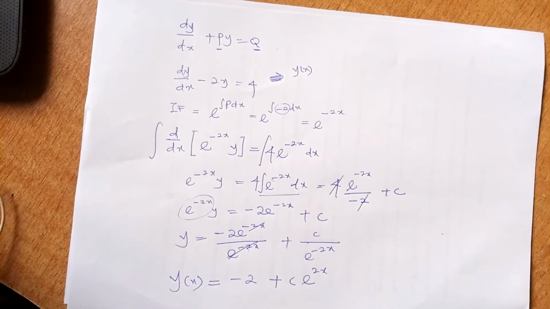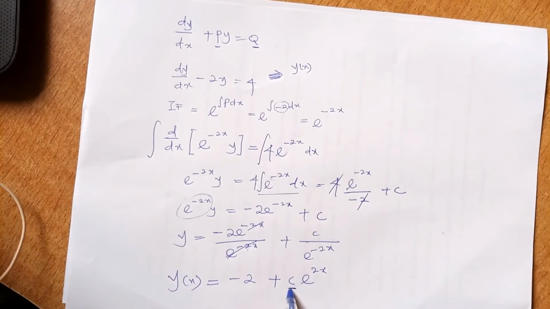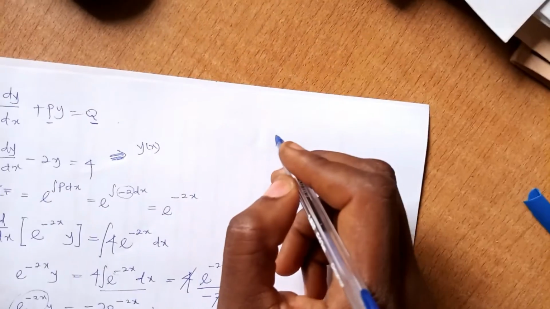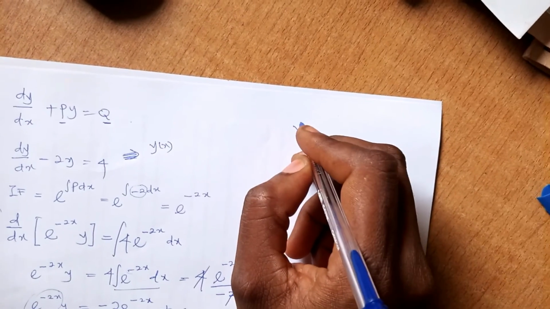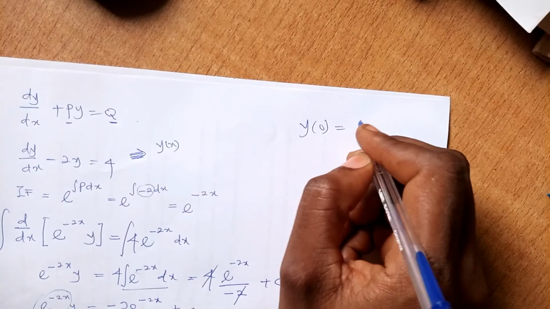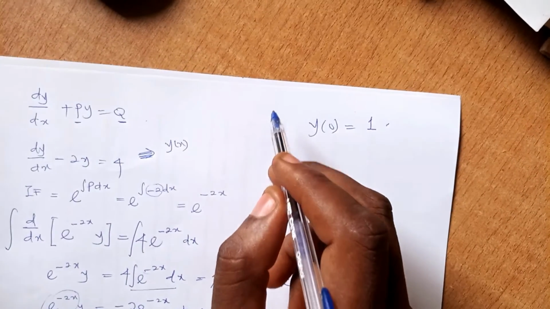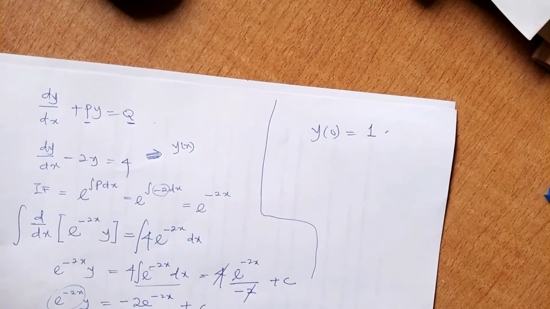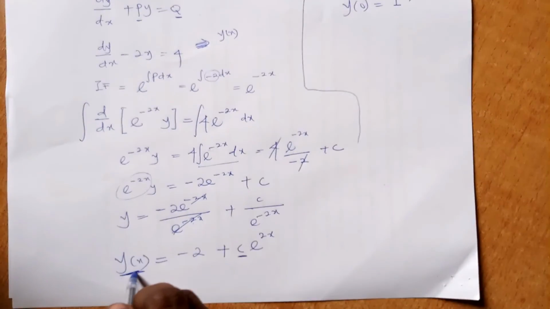So that is not all. What if we need to find this constant of integration? Now let's consider this condition. Let's assume that y of 0 is 1. So what do we do now? We come back to the solution here and assign this one to be 1. I'm talking about this one.